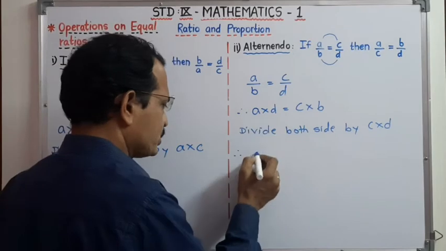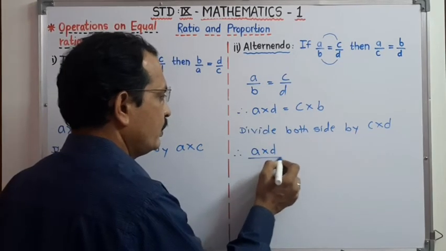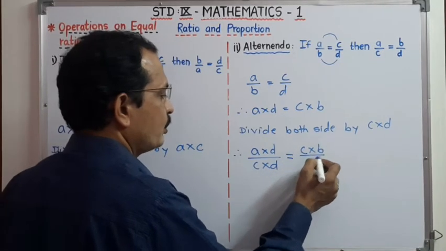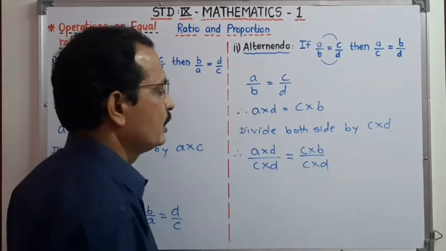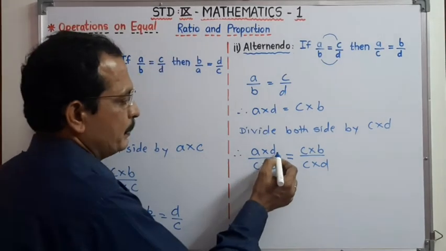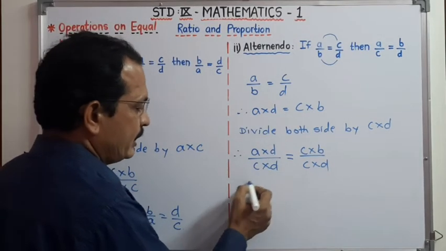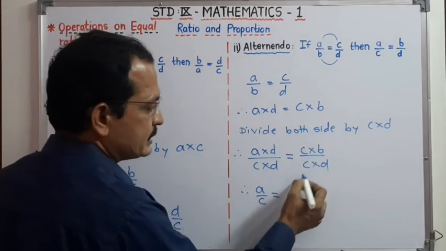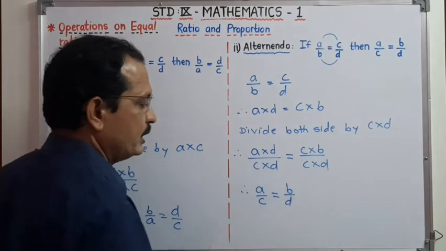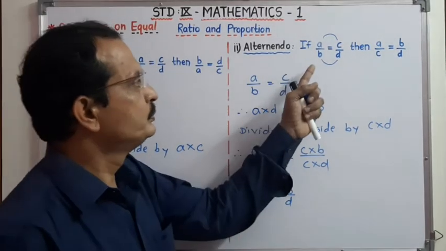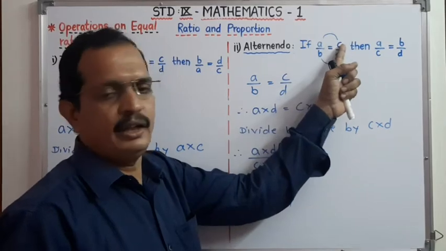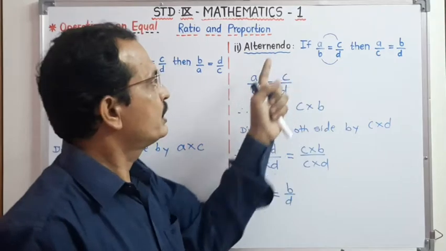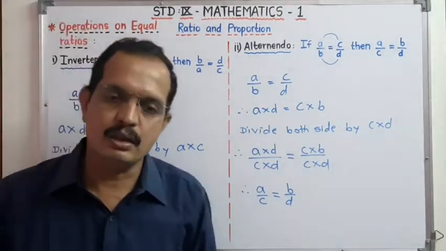Now do the process of division. A into D divided by C into D is equal to C into B upon C into D. Now see dear students, the D and D get cancelled, therefore it is A upon C is equal to, this C and C get cancelled, B upon D. Therefore the ratio of A and C is equal to the ratio of B and D. Therefore this property is known as Alternendo.